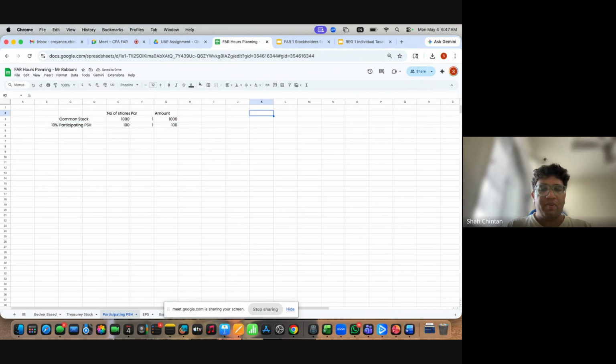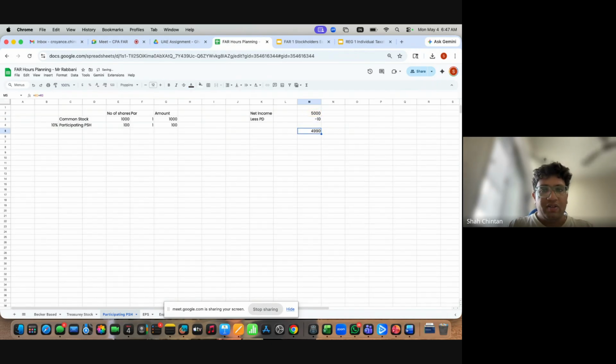So what happens? Suppose a company has earned a net income of $5,000 during the year. So you less the preference dividend. What is the preference dividend? 100 is the total value into 10%, which is 10. You reduce, your value is 4,990. So typically this would become income available for the common stockholders. This is a normal scenario.